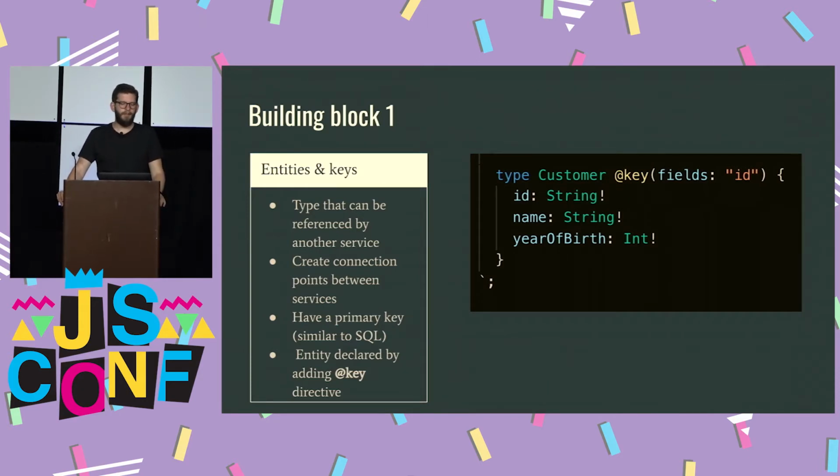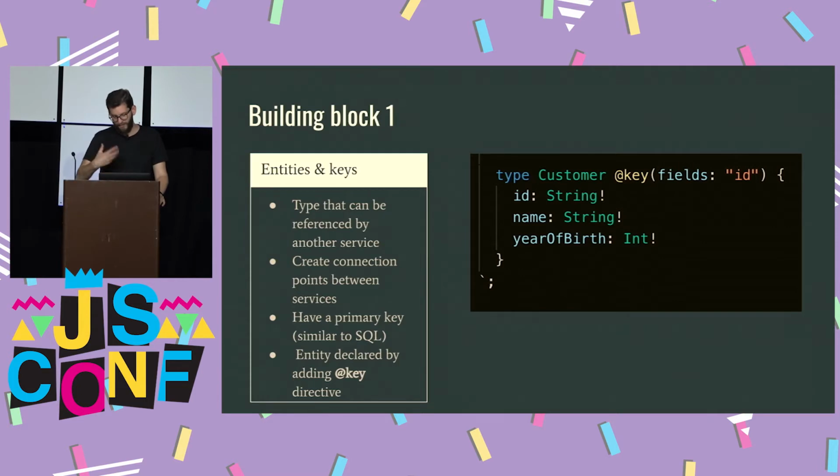Which basically creates a connection between the several schemas. So by adding this add key field, you create this connection point. And basically what it is is nothing else than a primary key. It works the same way as in SQL. So the different schemas, or in the end the gateway, knows where this point is referenced.